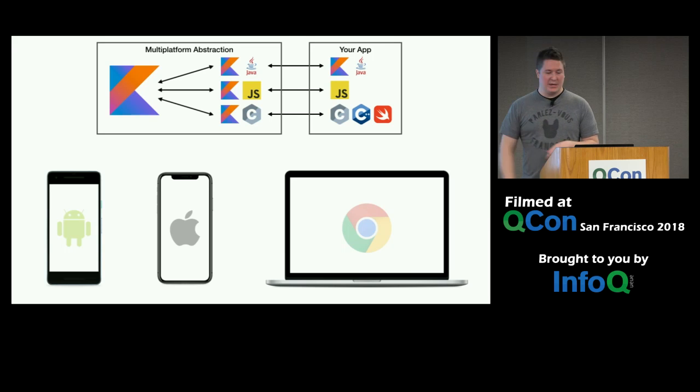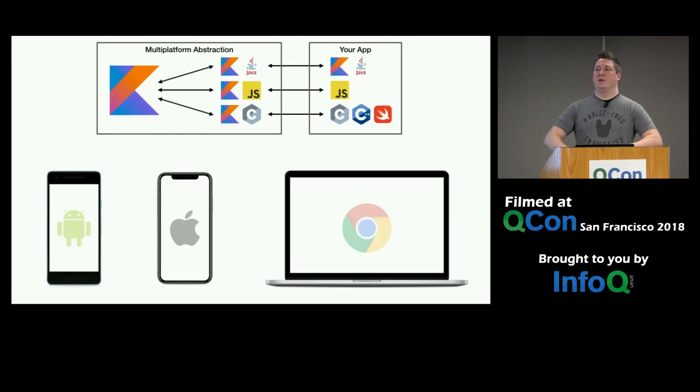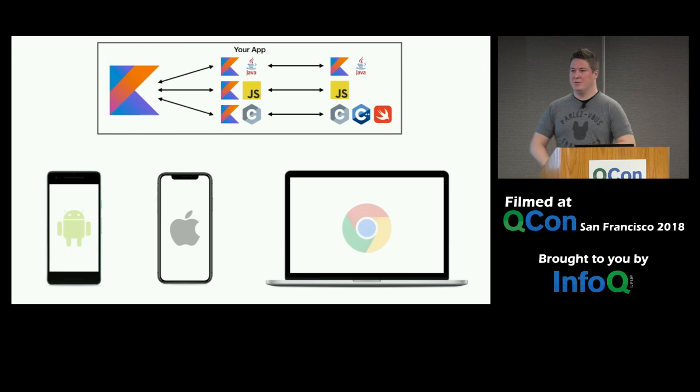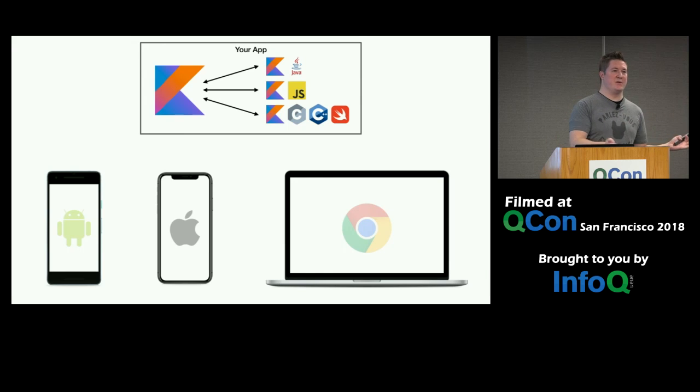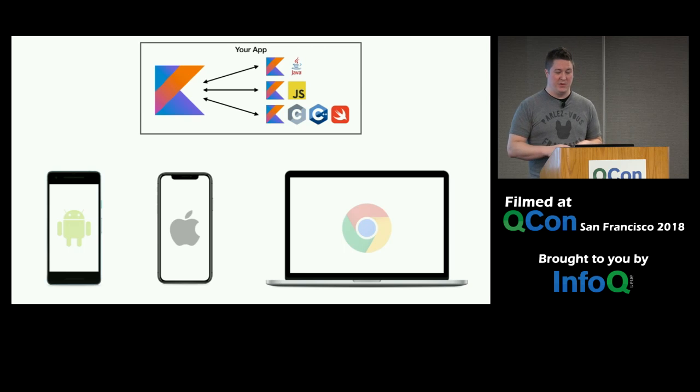But this is a very easy way to introduce it into your app, but you don't have to do this. If you want to have Kotlin everywhere, you could have your app be this whole multi-platform abstraction where the majority of it is Kotlin, and there are very specific parts that are platform specific.